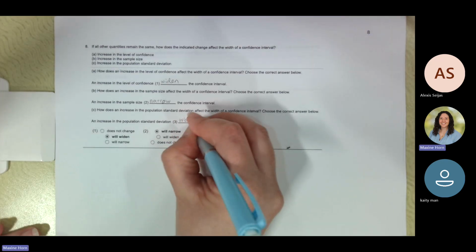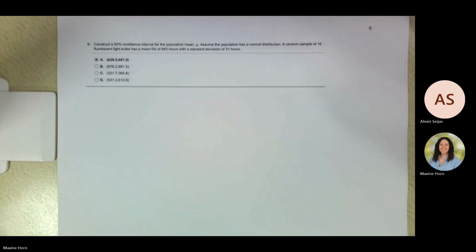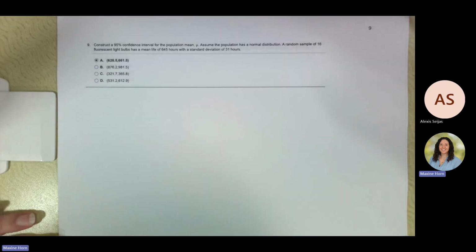Just trying to think of a better way to say that, but it's going to widen the confidence interval. Okay. All right. Construct a 95% confidence interval.